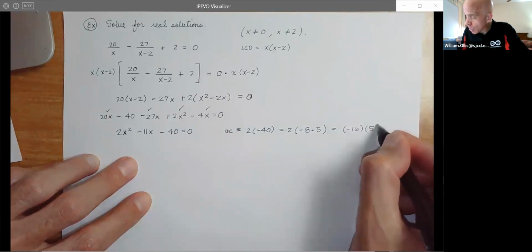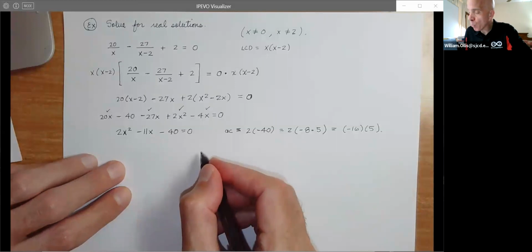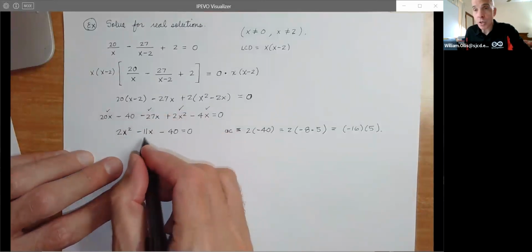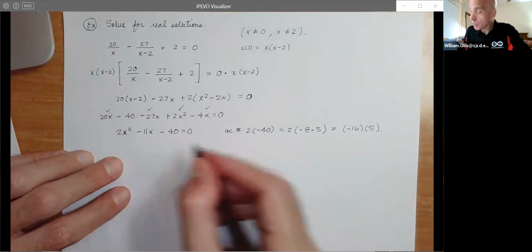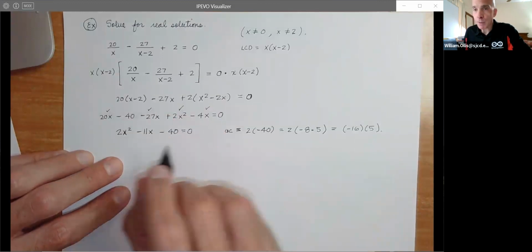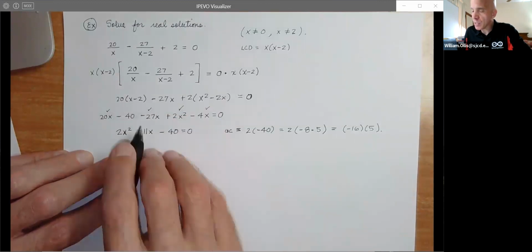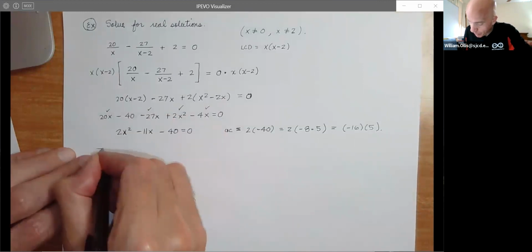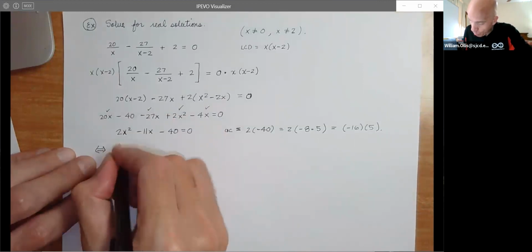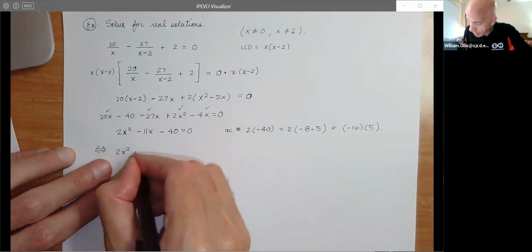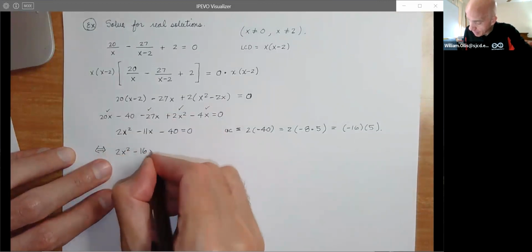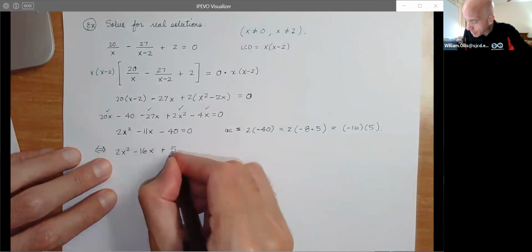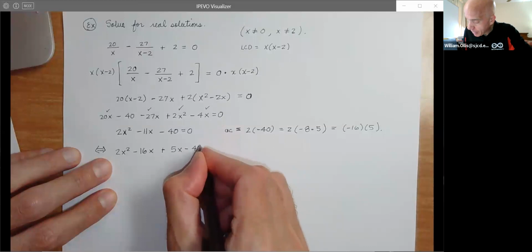Now this is what I was talking about before. At this point, you can use whatever technique you like to solve the quadratic. You could go the quadratic formula route. You could try the AC method. It's completely up to you. So there's nothing that says you have to solve this equation by any particular method. So now, equivalently, we have 2x squared minus 16x plus 5x minus 40 equals 0.